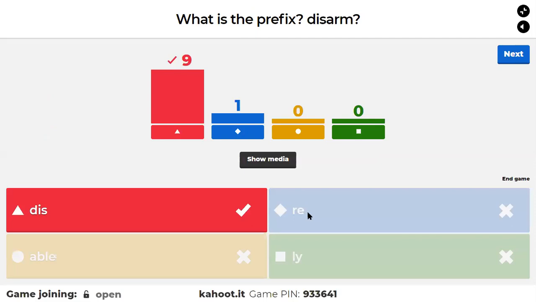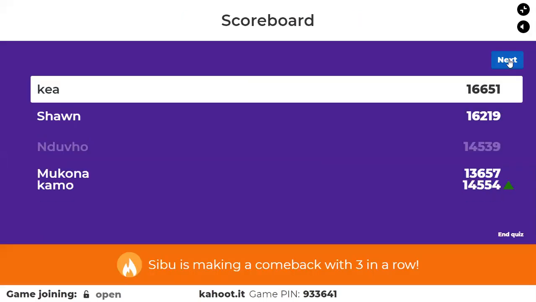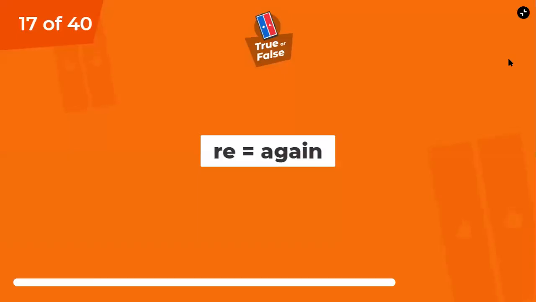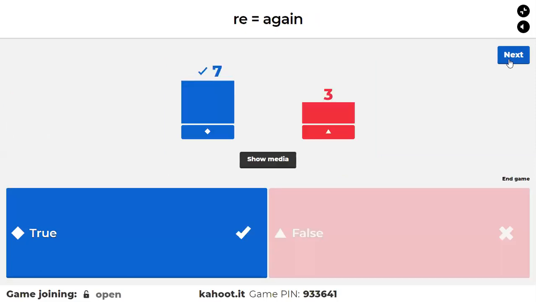Yes, it's red, dis. So true or false? The prefix re means again. Blue is true, red is false. It's true. Re means again. Repaint. I'm going to repaint this wall, like I'm going to do it again.